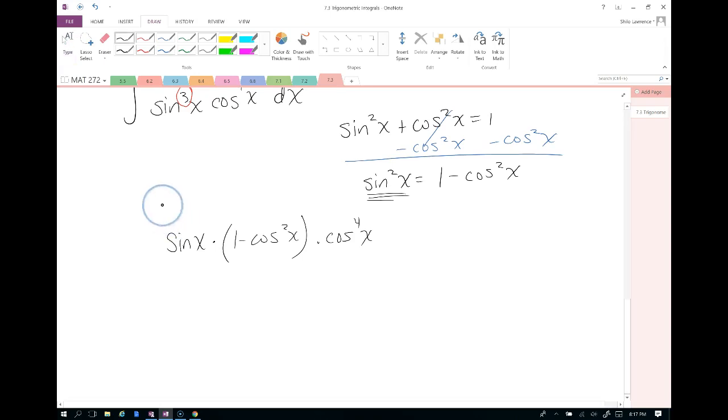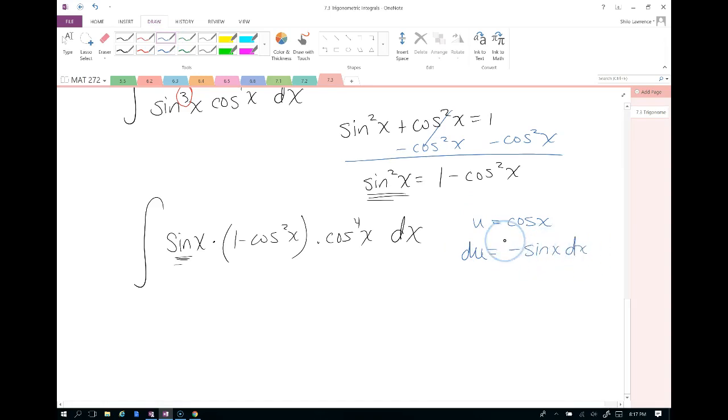At this point I have everything in terms of cosine, except for this one little sine that I've decided to hold on to in the front. And the reason I've decided to hold on to just one of them is because if you were to do a u substitution now, we're going to let u equal cosine because we have so many of them. And then du is going to take care of the sine for us.